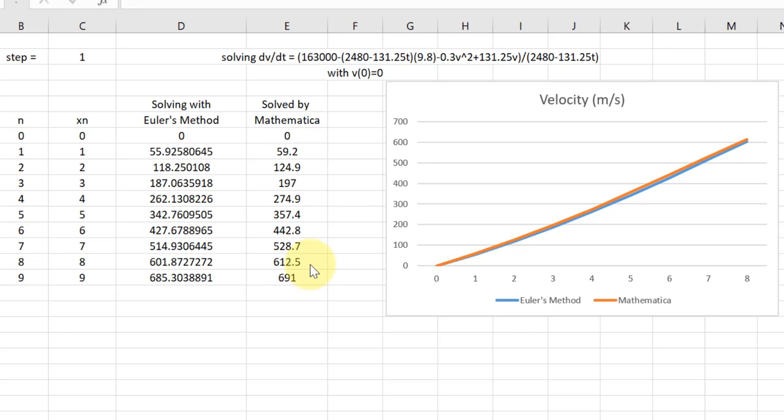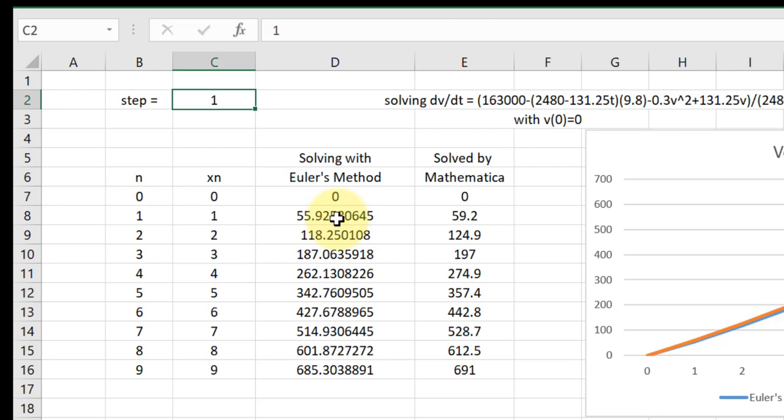So I did 9 increments, each increment representing 1 second, which is the delta t, the change in time, or the step size in Euler's method. So here's my step size in this cell C2. So this is just an initial condition, so both of these are just set to begin.